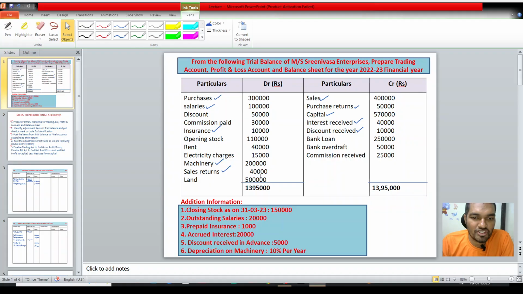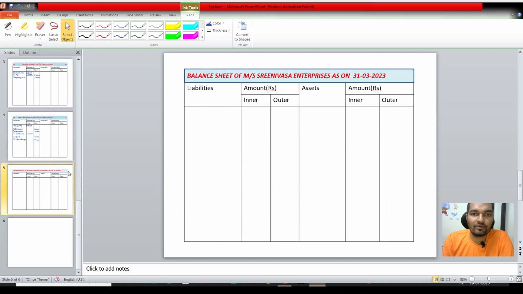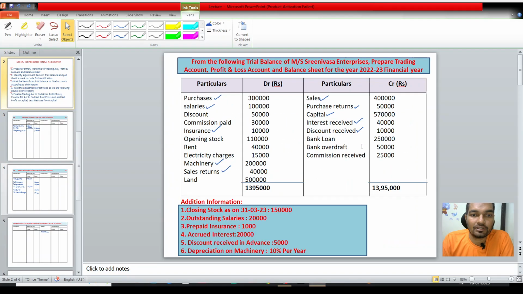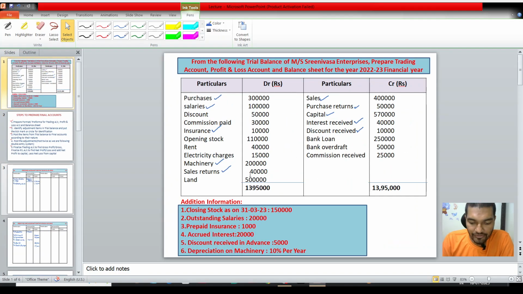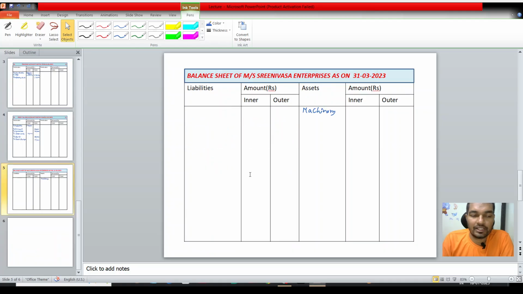So coming to the machinery, it is an asset to the company. So we have to show the machine on the asset side under the balance sheet. So the amount of machinery is 2 lakhs. There is an adjustment for machine. We have to show the amount in the inner column. The machine value is 2 lakhs.